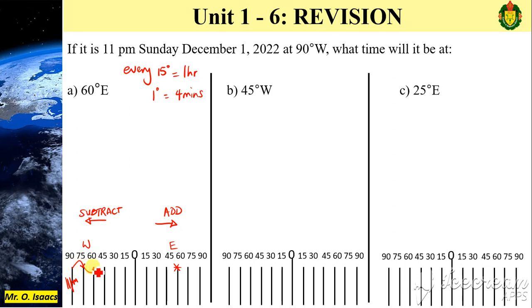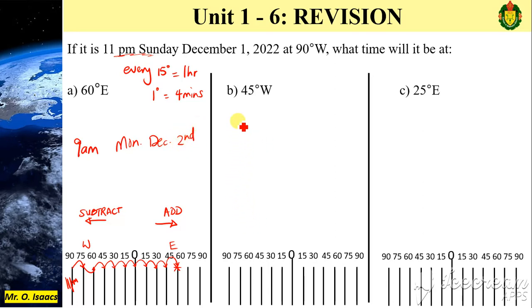Then we have 1 a.m., 2 a.m., 3 a.m., 4 a.m., 5 a.m., 6 a.m., 7 a.m., 8 a.m., 9 a.m. So the time here would be 9 a.m. But then guess what? It's a new day because we jumped past 11 p.m. So it would be now Sunday. Sorry, it would be Monday, December 2nd.